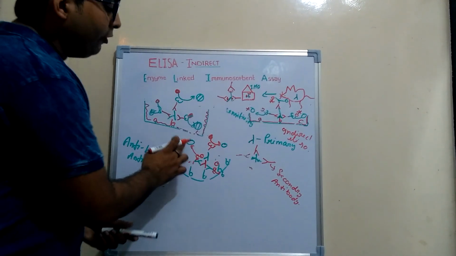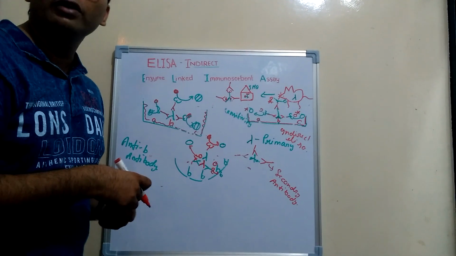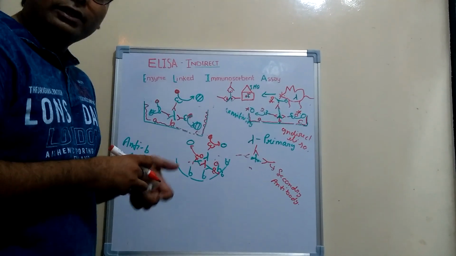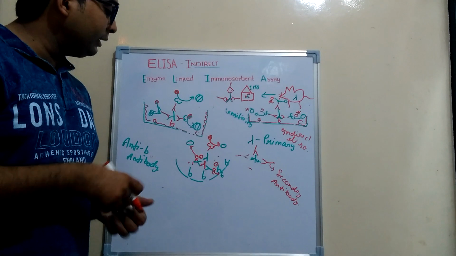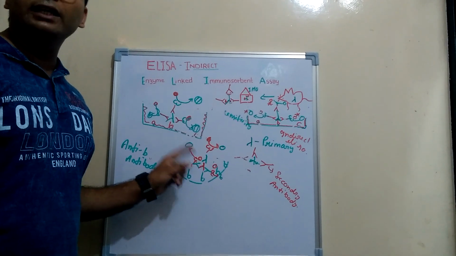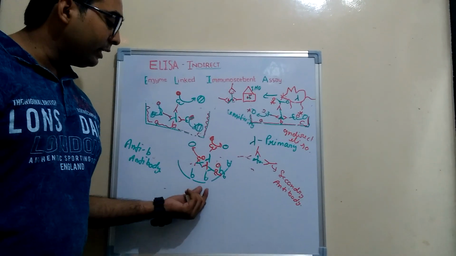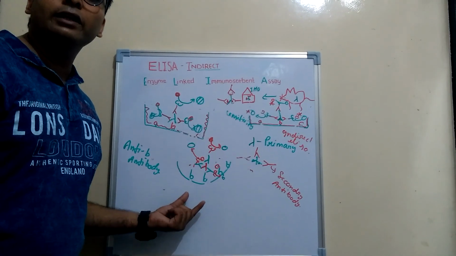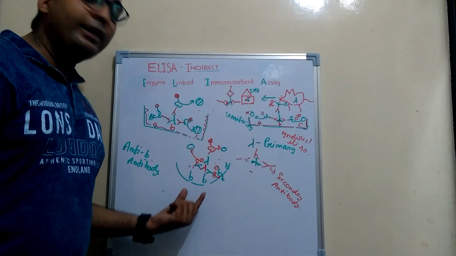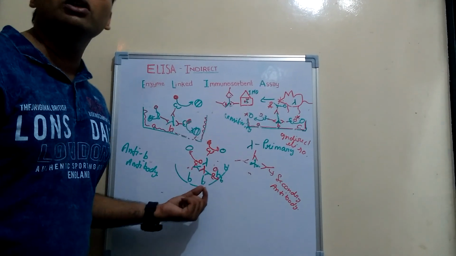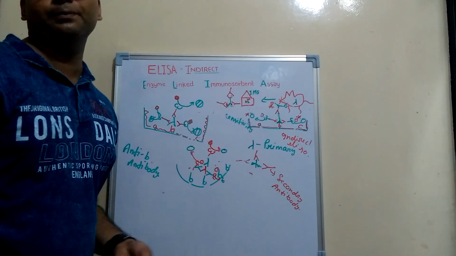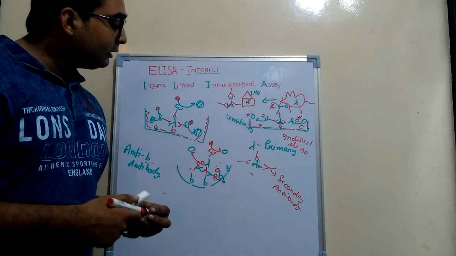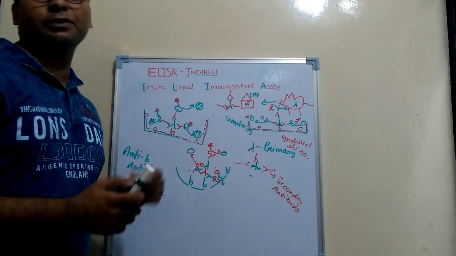Now again we will see the high intensity of light. So this is the indirect ELISA, because you can see that here the enzyme linked secondary antibody has not attached directly with the antigen; that's why it is known as indirect ELISA. But indirect ELISA is also not used too much. The reason is that there is some problem with it.